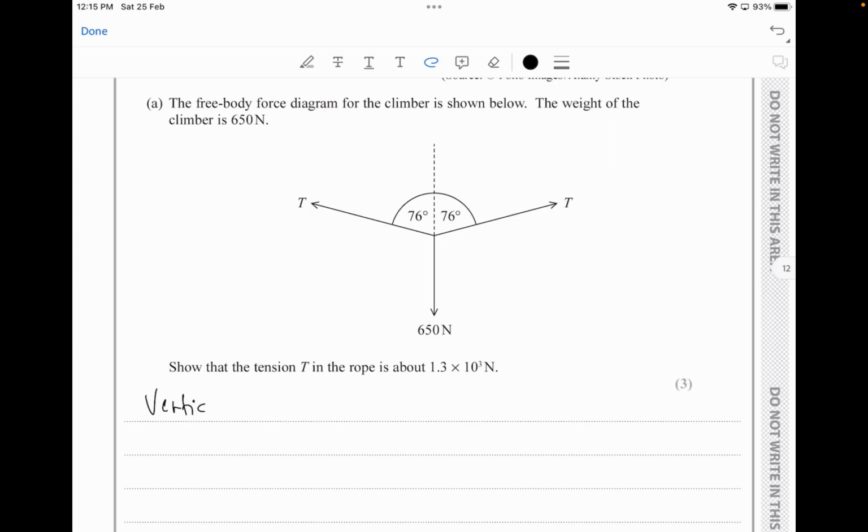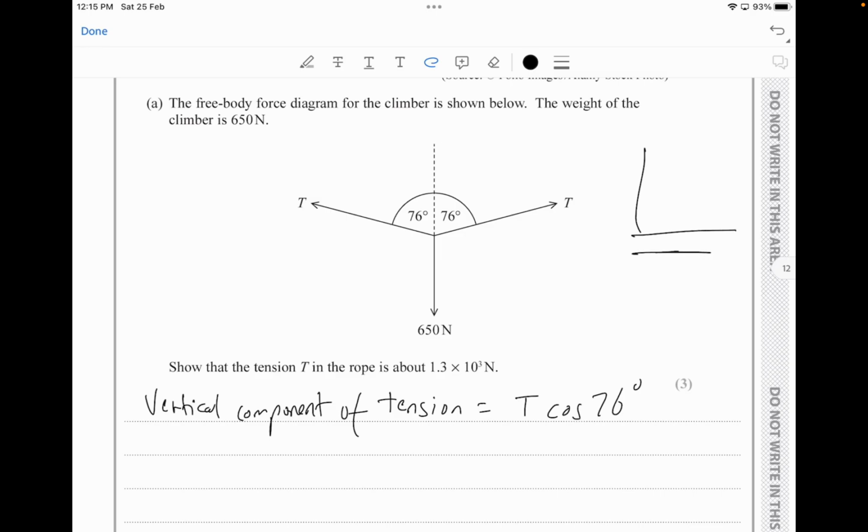So in this case, the vertical component of tension is going to become T cos 76, since we know in the diagram that the horizontal is going to be the force of cos theta. So that's why we're doing T cos 76. Since there are two tensions in this case, we have to multiply this by 2.